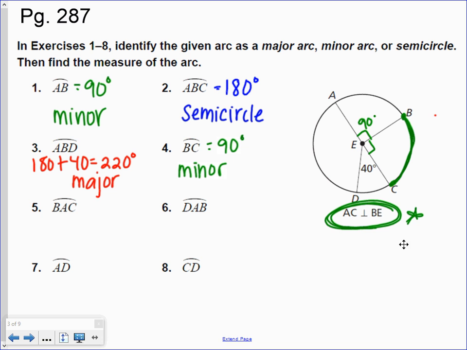BAC, that's a big arc here. It starts at B, goes through A, and circles all the way back around to C. So that big old blue arc right there should be a pretty big number. If the green arc, BC, is 90 degrees, and you think about what a full circle is, 360. So to find the rest of that circle, we would just take 360 minus the 90 to get 270, which is a major arc.